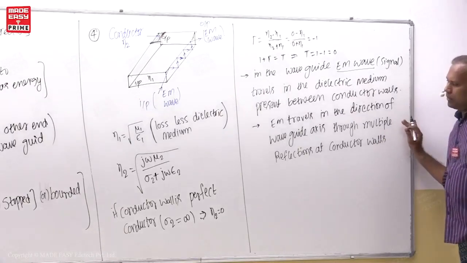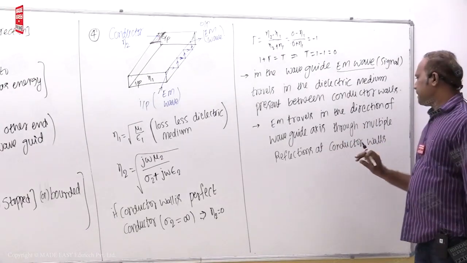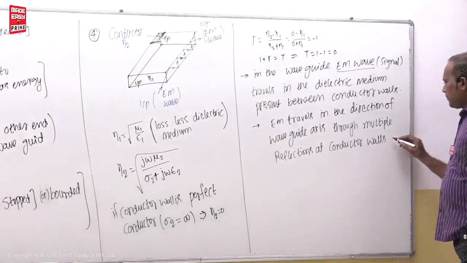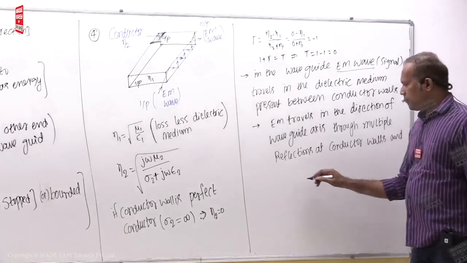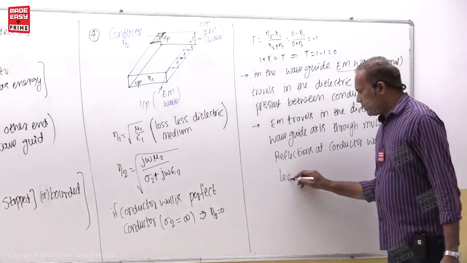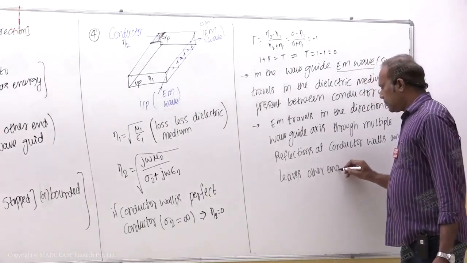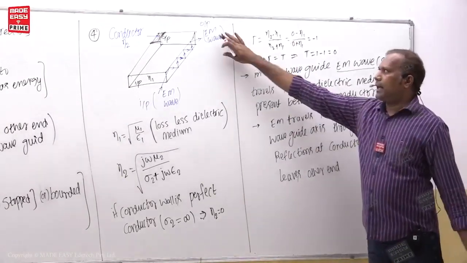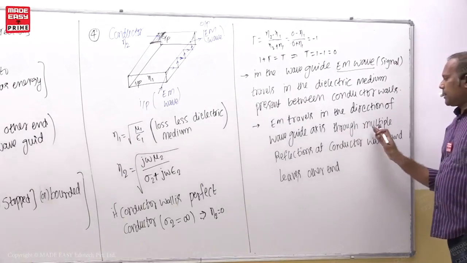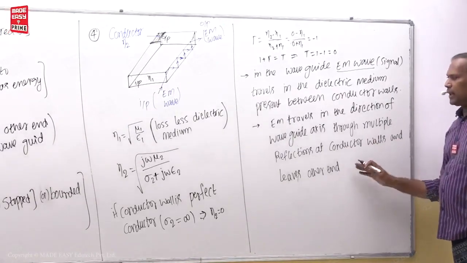Okay, the EM wave travels in the direction of the waveguide axis through multiple reflections at conductor walls and leaves the other end. That means it will go out of the second end here. So the EM wave travels in the direction of the waveguide axis through multiple reflections. These reflections occur at conductor walls and it leaves the other end.